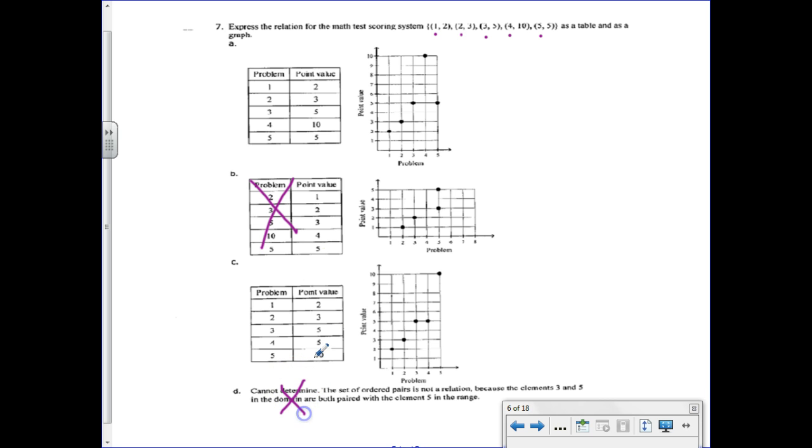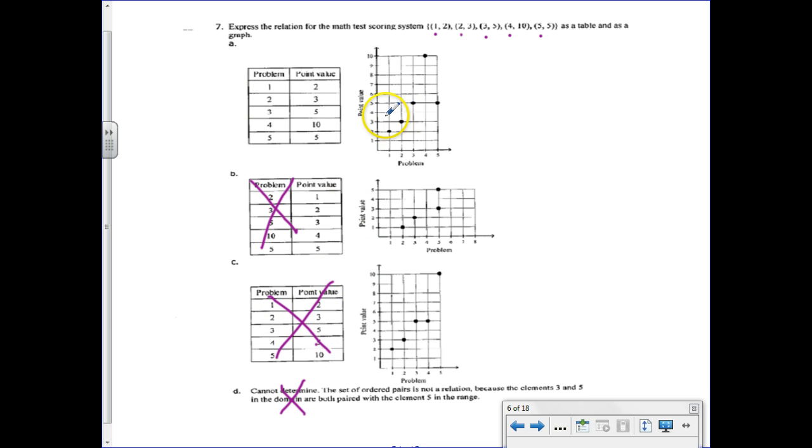No, it's a relation. Pretty much everything's a relation if you get ordered pairs. Then I should get 2, 3, 5, 10, 5. 2, 3, 5, 10, 5. 2, 3, 5, 5, 5. That looks kind of odd. I don't think that fits. 4 should map to 10.